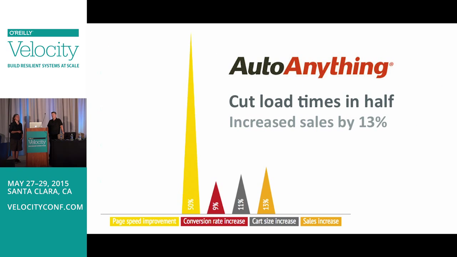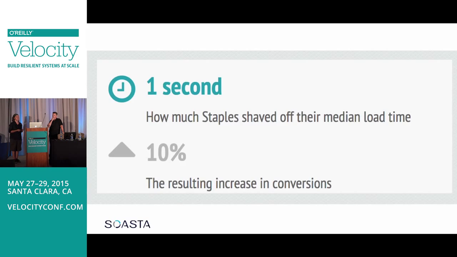So another one, you could think, well, that's Walmart, they're huge. Well, let's look at more of a mid-sized online business. Auto Anything is an online auto parts reseller, and they cut their load times in half and experienced improvements across a bunch of metrics: conversion rate, cart size, sales. So a great case study from them as well.